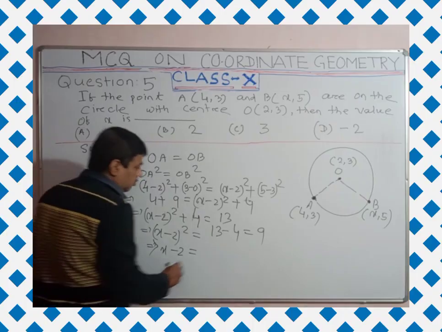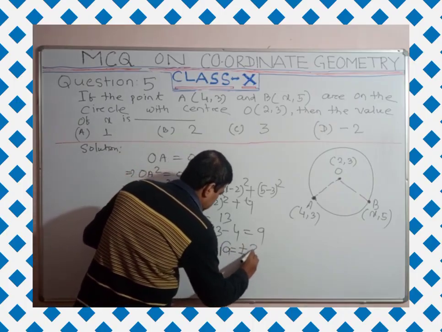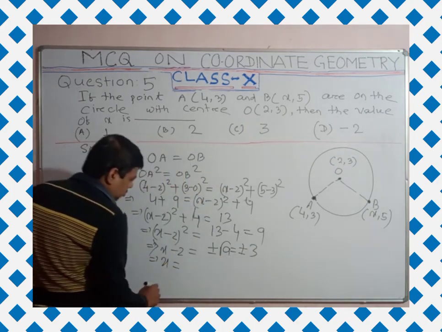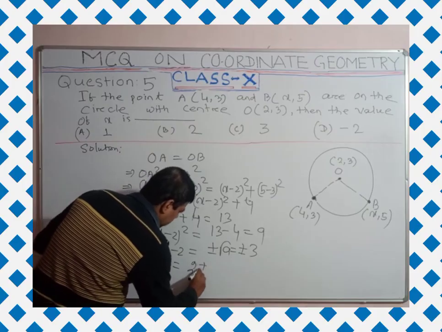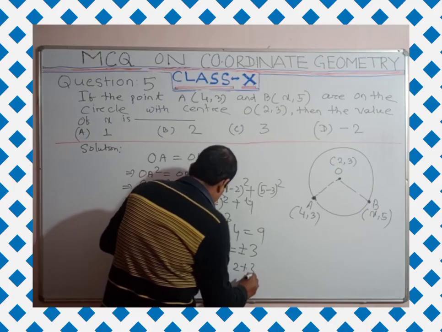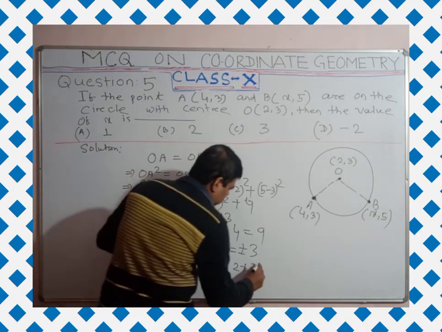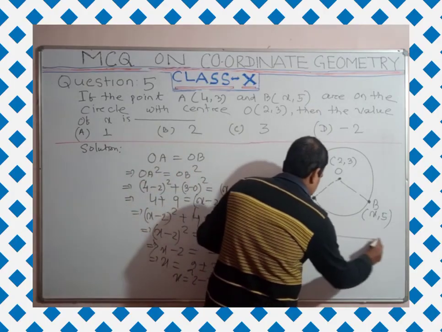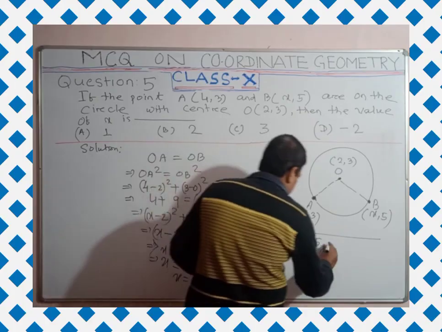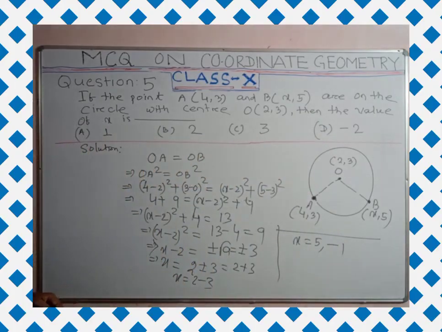So x minus 2 is equal to how much? x minus 2 is equal to plus or minus root 9, which is plus or minus 3. So that implies x is equal to 2 plus or minus 3. That is 2 plus 3, or x is equal to 2 minus 3. So we get x is equal to 5 and x is equal to minus 1. The x values are 5 and minus 1.